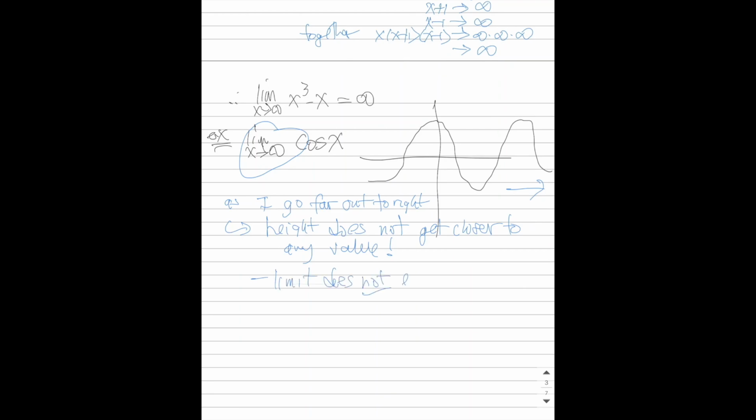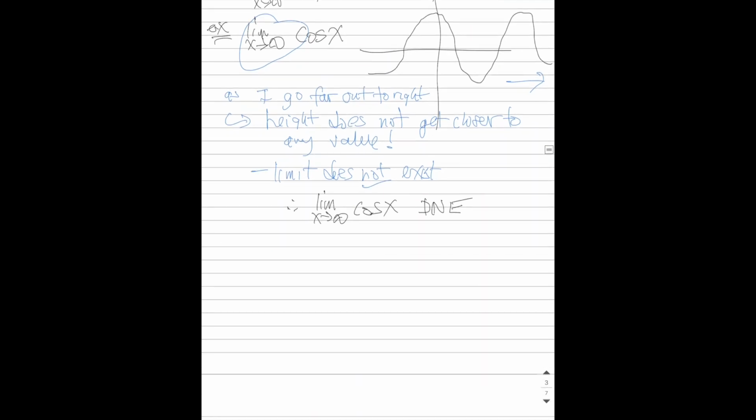So what we do is we say that the limit as x approaches infinity of cosine of x does not exist. You don't get closer to any value. Therefore, the limit cannot exist. That was one of the terms in our definition of a limit.